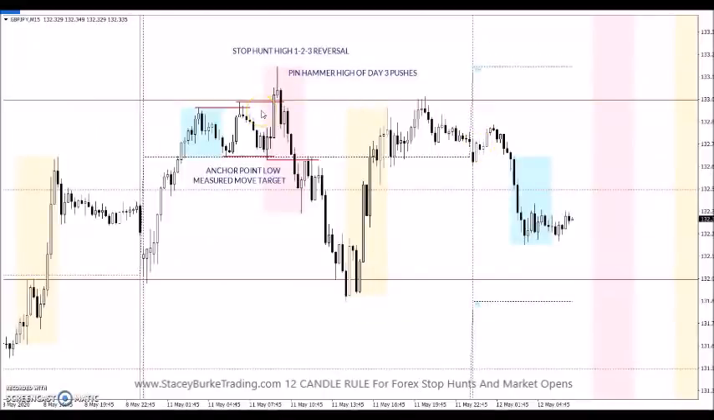Another example, this was yesterday on the GY. The market pushed up, came back down in Asia. They hit the highs again and came back down into the first hour of the Europe London Open. 1-2 and then bang to the high, 1-2. We have an anchor point low and a pin hammer at the high after one push, two push, three pushes, and there were stops to the left from a couple weeks ago. They cleared those out. It's a one bar stop.